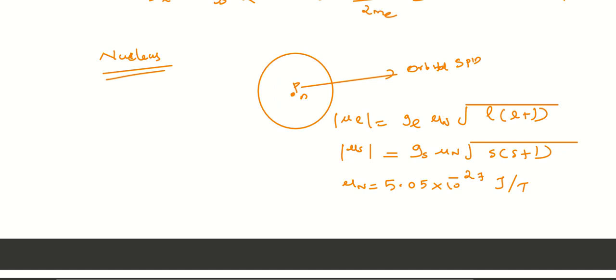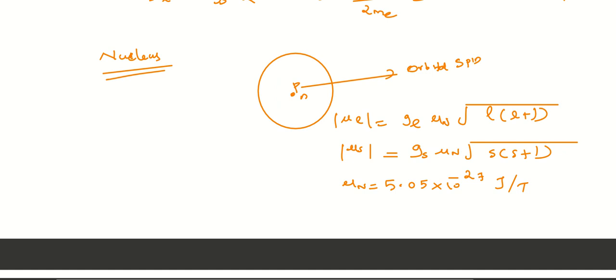Once again, mu L is equal to GL mu n under root L into L plus 1, and mu s is equal to GS mu n under root S into S plus 1, where mu n is equal to 5.05 into 10 raised to minus 27 joule per Tesla.